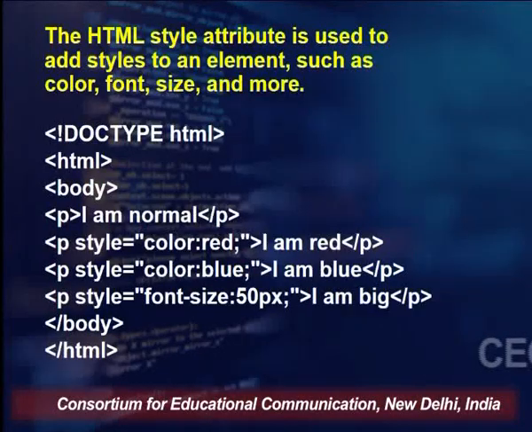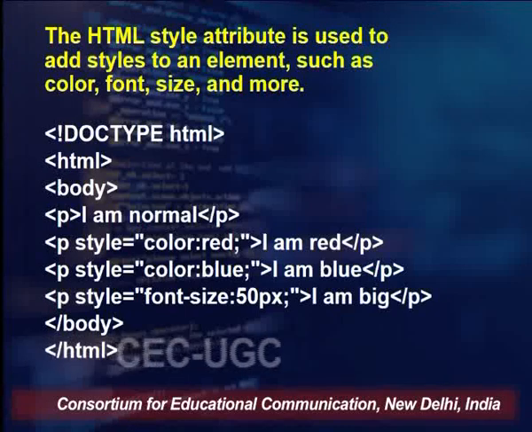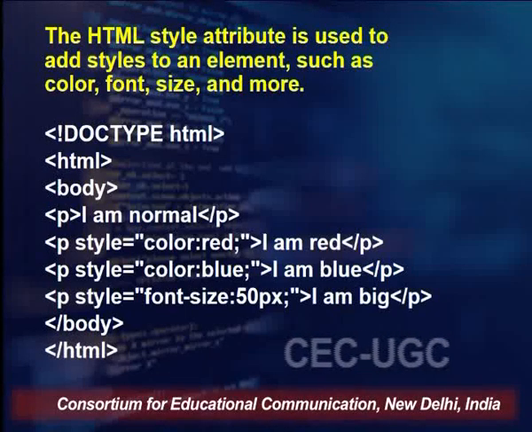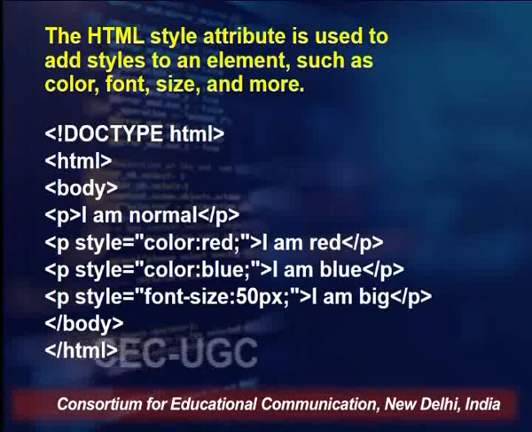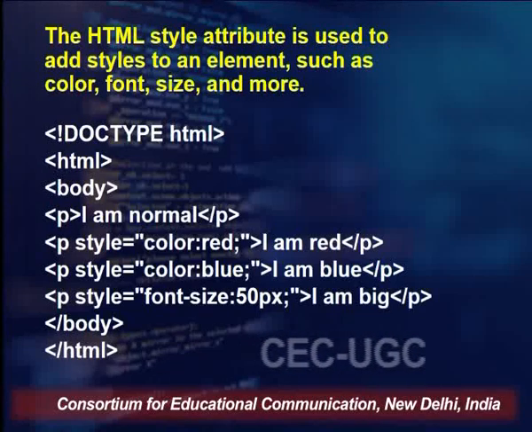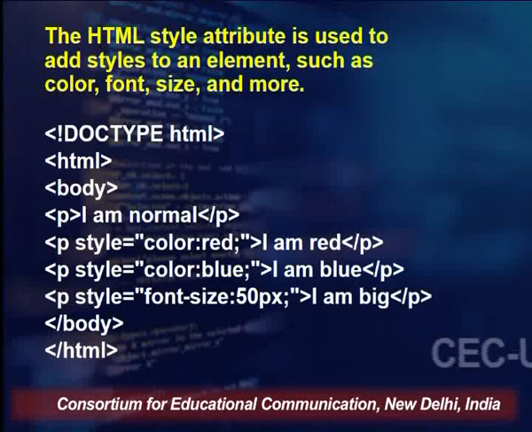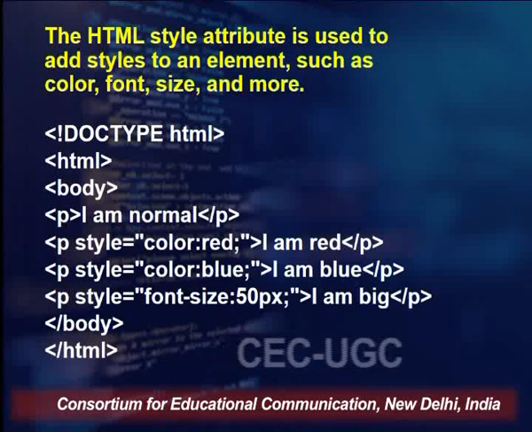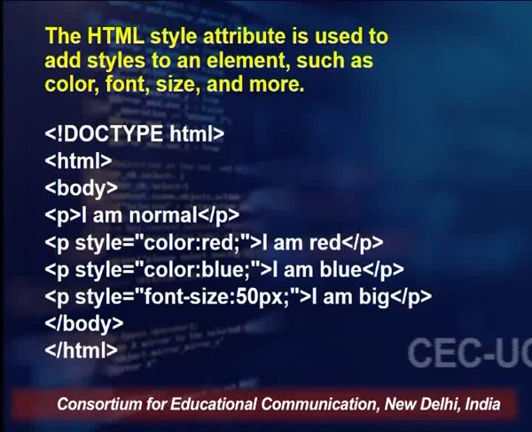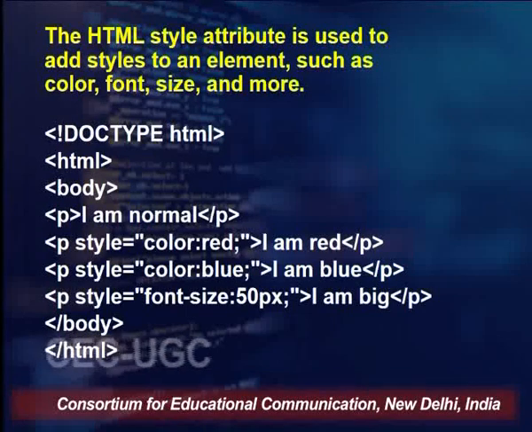So color, size and type, these three things were controlled using the font tag, but that font tag is not used anymore in HTML files. So instead of the font tag we have one attribute. Now please remember, this is a style attribute which is going to be used with the paragraph tag. We have already seen the p tag. Along with the p tag we are going to use this style attribute.